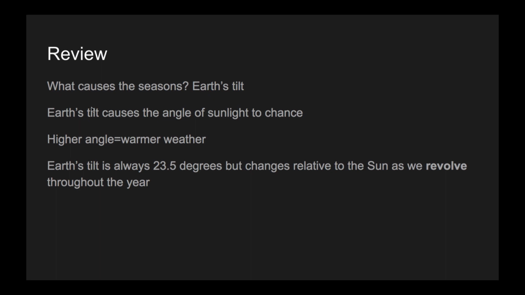What causes this angle of sunlight to change throughout the year? Again, it's the changing tilt of Earth. A higher sunlight angle is associated with warmer weather, which means a lower sunlight angle is associated with colder weather. And Earth's tilt is always 23.5 degrees, but it changes relative to the sun as we revolve around the sun throughout the year, 365 days, which is just to say that the Earth's tilt never changes. It's just sometimes the top, or the North Pole, is tilted towards the sun, and sometimes the South Pole is tilted towards the sun.